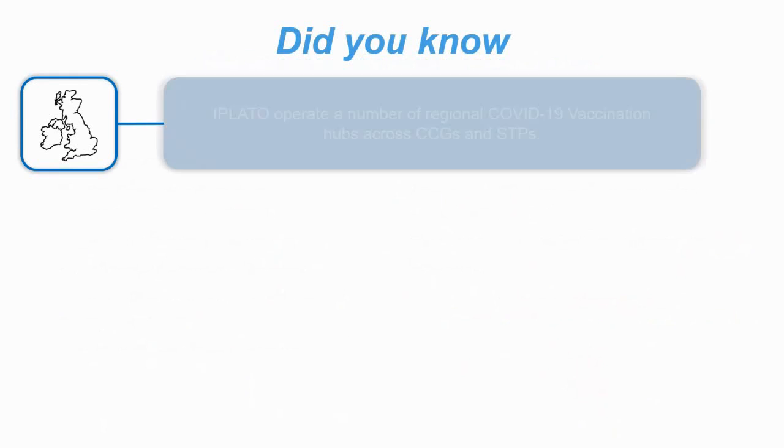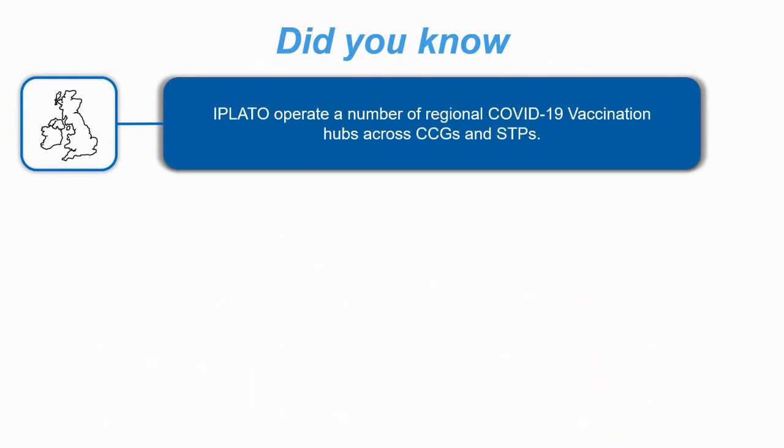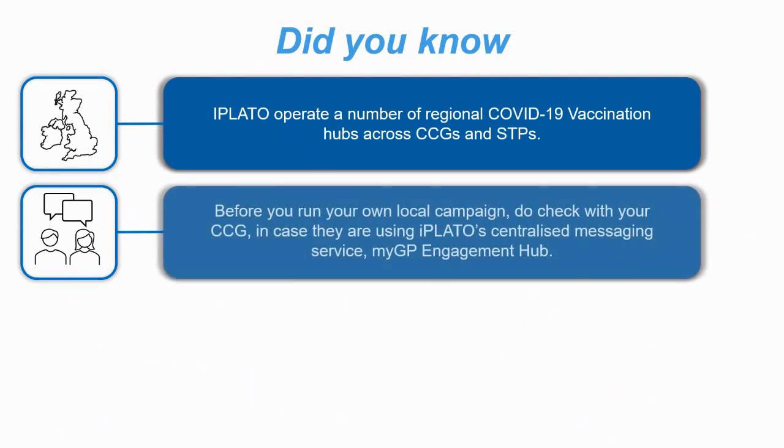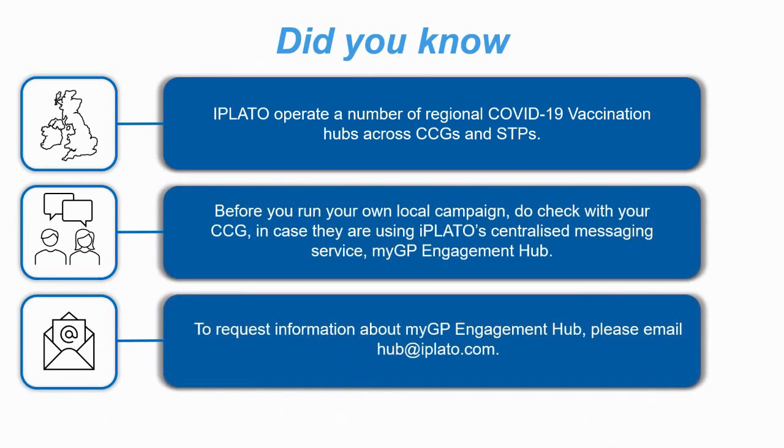So first of all, did you know that iPlayto operates a number of regional COVID-19 vaccination hubs across CCGs and STPs? Before you run a campaign, you may want to check with your CCG. For any information about centralized messaging from the MyGP Engagement Hub, you can contact them at hub@iPlayto.com.